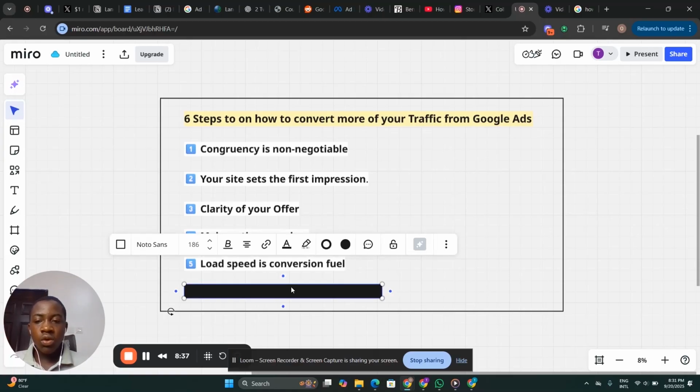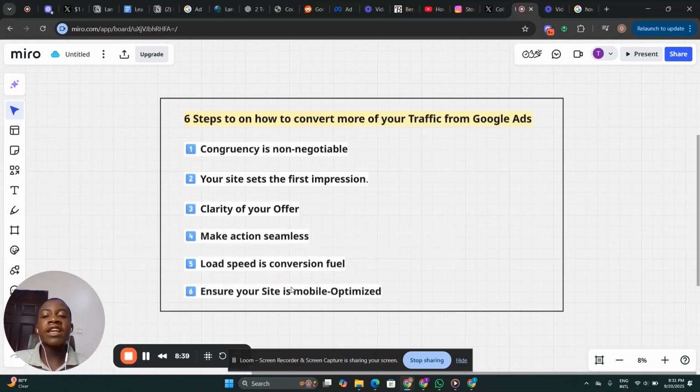So the last one here is ensure your site is mobile optimized. Most businesses now don't usually optimize their sites for mobile because maybe the designers or the devs create it on desktop. I don't know if they forget or something. Optimize it also on mobile because most of your traffic is going to be coming from phones, from mobile users. Why don't you optimize that?